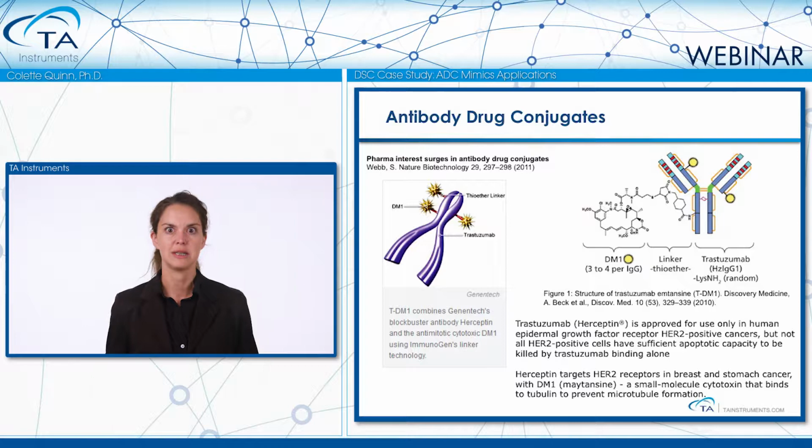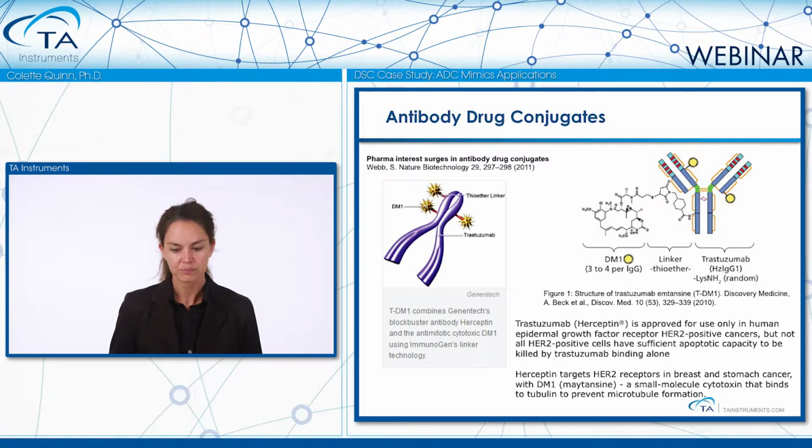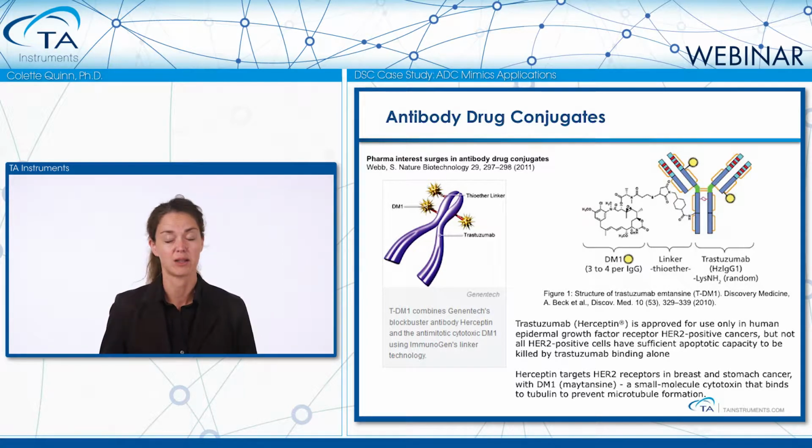So this is where the ADCs really come into play. You've got this highly specific antibody. It's going to go find that target, find the HER2, and then deliver its toxic load. Whereas it would find the target and not lead to apoptosis, now that we've got this toxic molecule on there, it can actually deliver it, and that cytotoxin will bind to the tubulin to prevent microtubular formation. So really a very effective way of causing apoptosis.